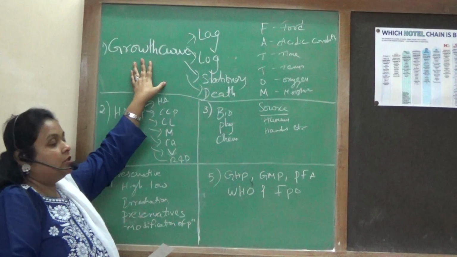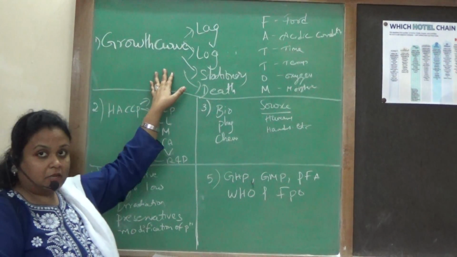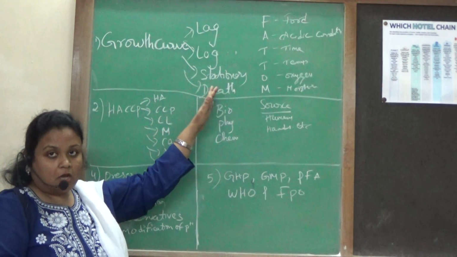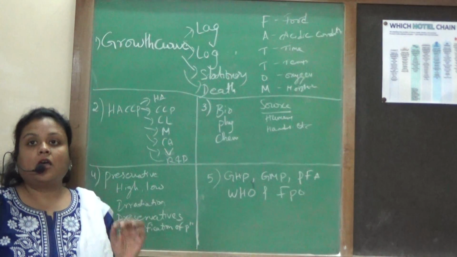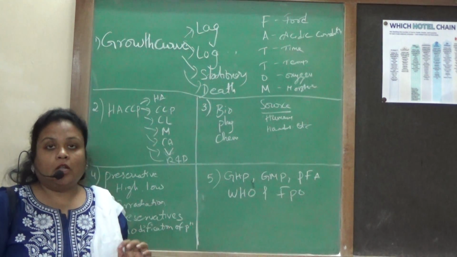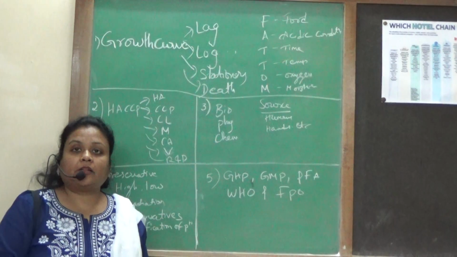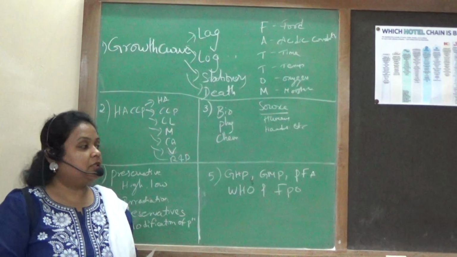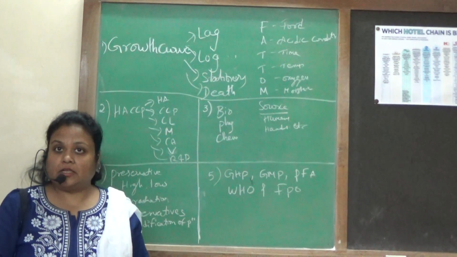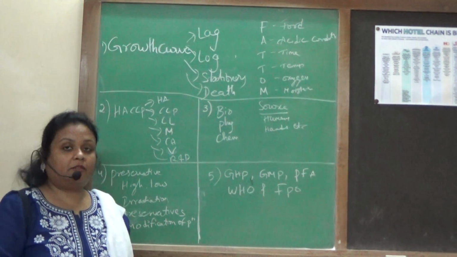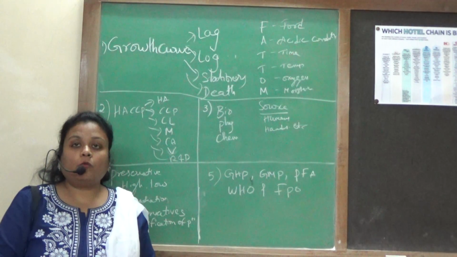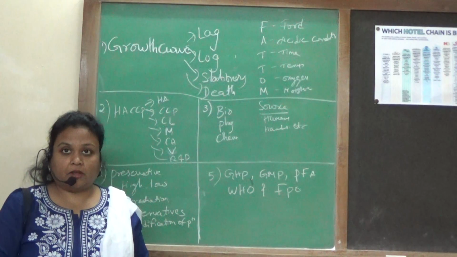So the growth curve is generally divided into 4 phases, that is lag phase, log phase, stationary phase and death phase. Lag phase is the first phase where the bacteria get adjusted to the environment. Log phase is the second phase where the bacteria multiply. And stationary phase is the third phase where during cooking most of the bacteria is killed. And the fourth phase is the death phase where the bacteria which survive will either die or will enter into a new product for their survival.